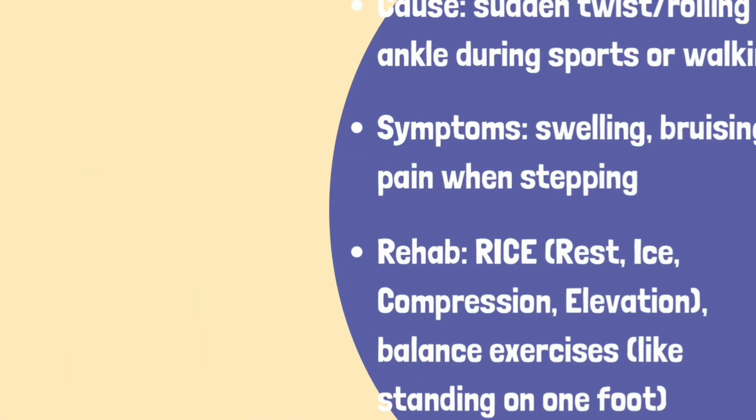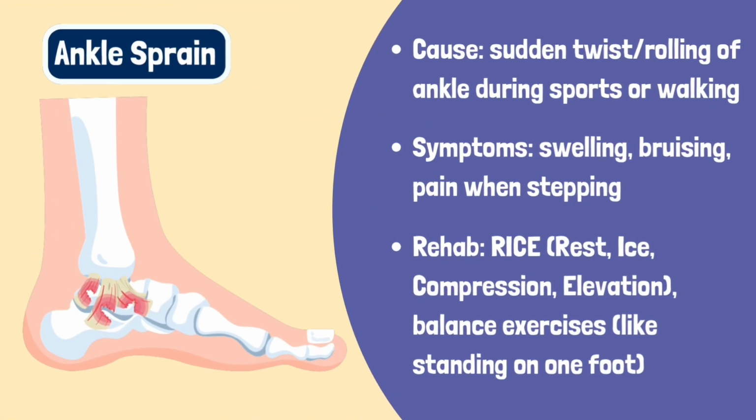The first injury is what we call ankle sprain. An ankle sprain happens when your ankle suddenly twists or rolls. This often occurs in basketball, volleyball, or running. You will notice swelling, bruising, and pain when you step or walk. The rehabilitation includes the RICE method, which is rest, ice, compression, and elevation.